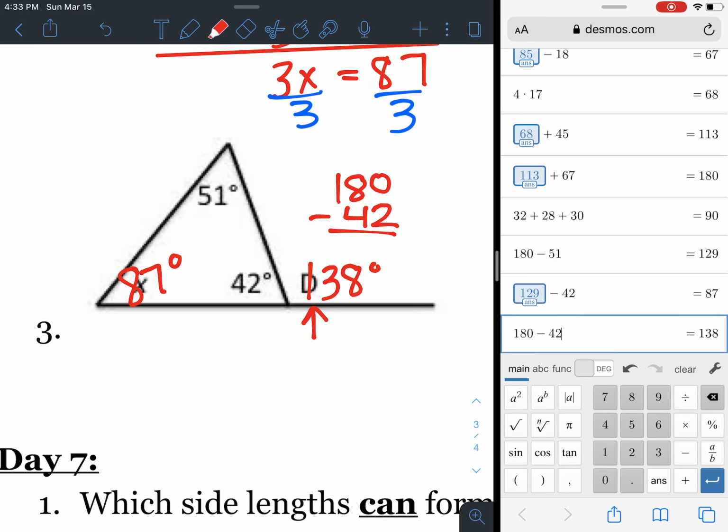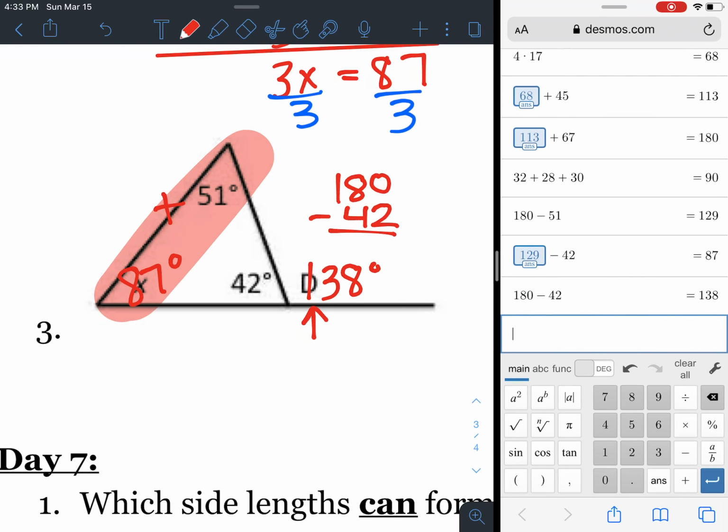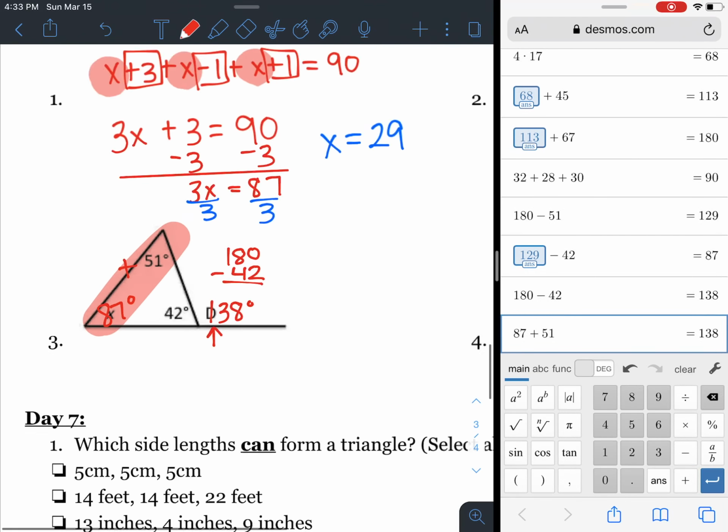138. Or these two that are opposite should also be added together and equal the same thing. Let's check. 87 plus 51. Look at that, 138.